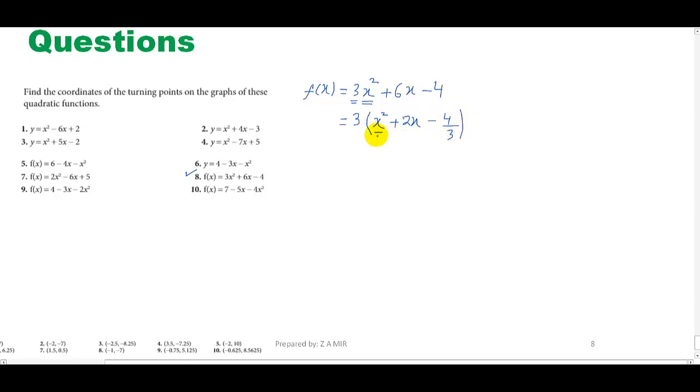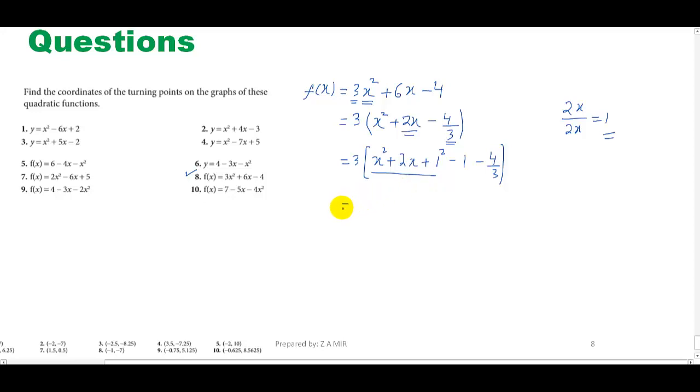Okay, now you can observe the coefficient of x squared is plus 1 now. Now we are going to use the completing the square procedure. So I will divide this by 2x as usual. We divide this middle term always by 2x. So it will be positive 1. Next, I will add the square of this first and then subtract the square of the 1. And then I will write this number minus 4 over 3.